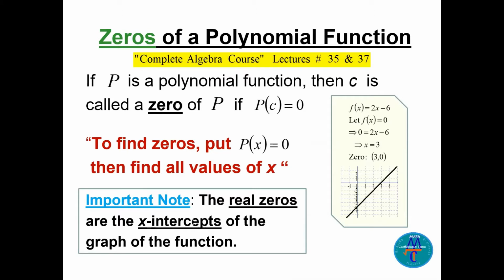Zeros of a polynomial function. You can see that in the complete algebra course, lectures 35 and 37. To find the zeros of a polynomial function, we have to find the x values that will make the function zero. Now the zeros are of two types, real zeros and complex zeros. Very important note here: the real zeros are the x-intercepts of the graph of the function. So when you find all the zeros, take the real zeros, and they will be the x-intercepts of the graph.